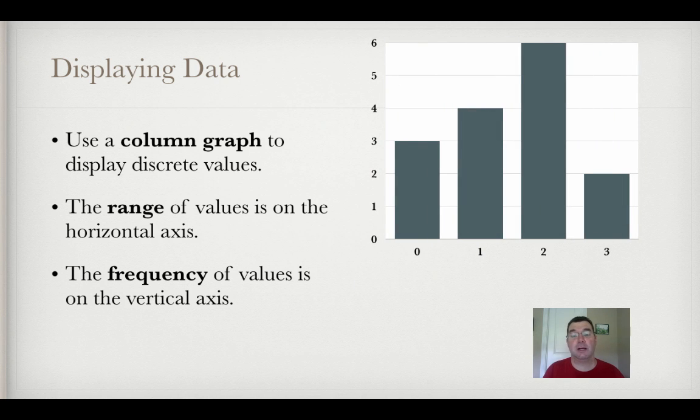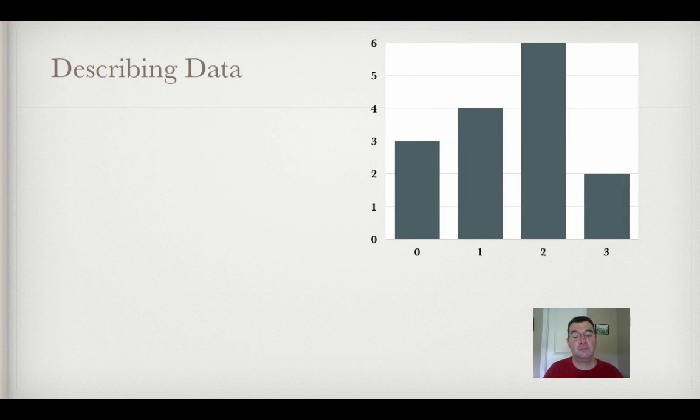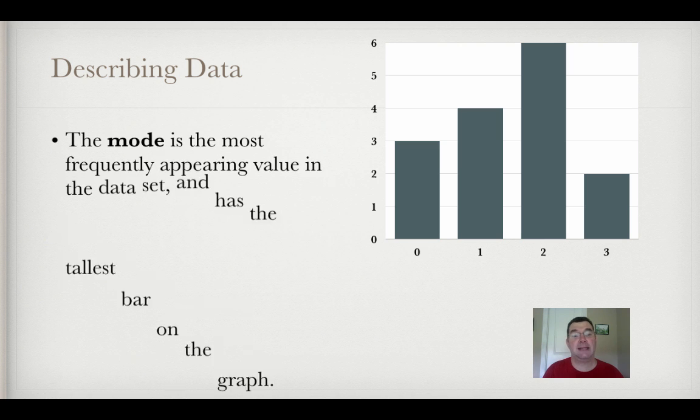And just like before, the 0 along the bottom represents 0 siblings, and there are 3 people with 0 siblings. There are 4 people with 1 sibling, 6 people with 2 siblings, and 2 people with 3 siblings. So the column graph represents the same thing as our frequency table. Now we need to be able to describe that data.